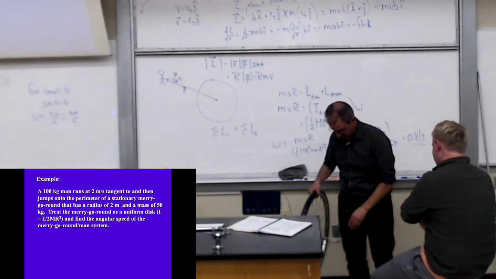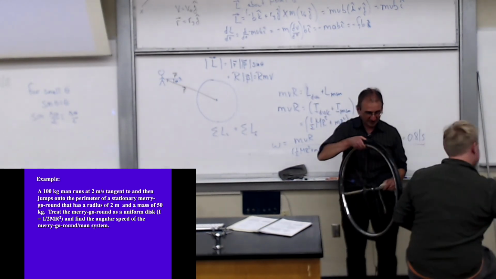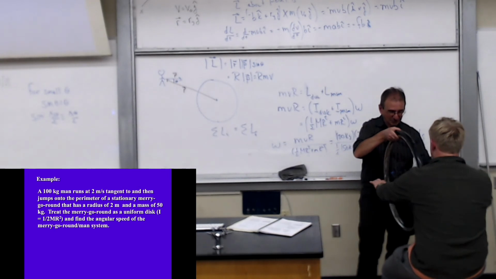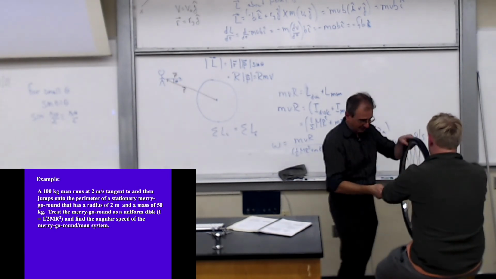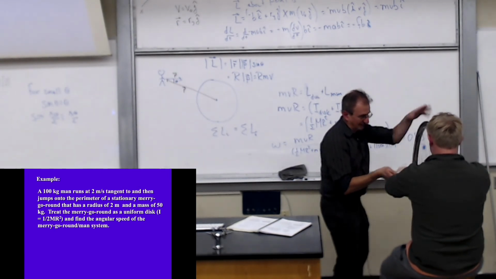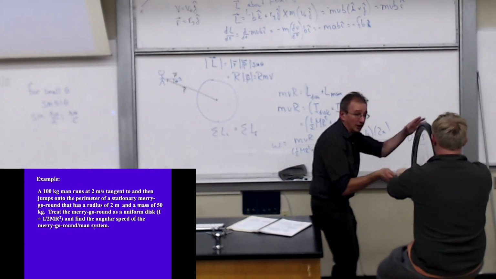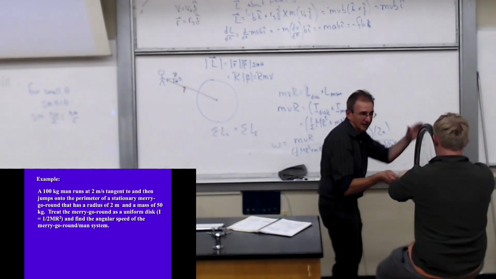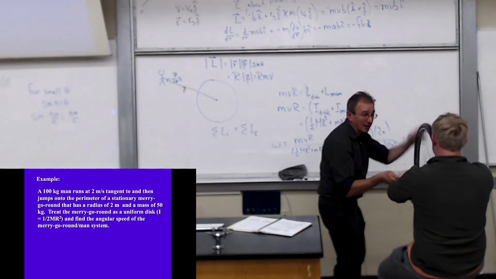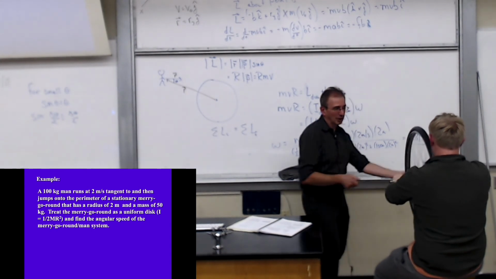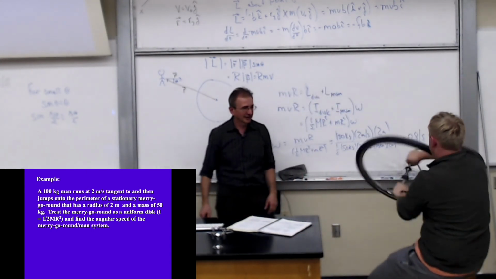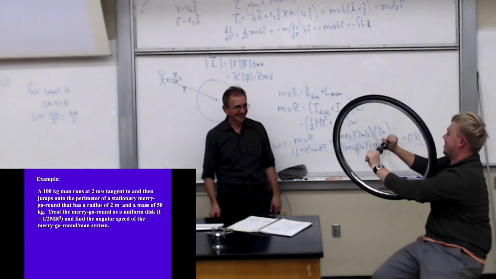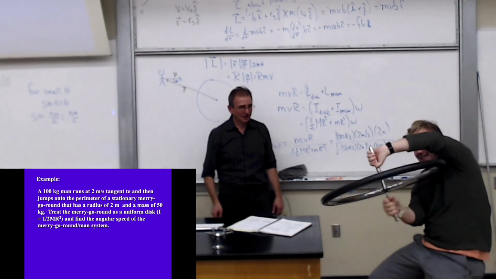Okay, so just hold on to that. So I'm giving the wheel angular momentum. You have no angular momentum, but the wheel does. Right. Flip the wheel by 180 degrees. That's hard to do. Okay, let's do it this way.